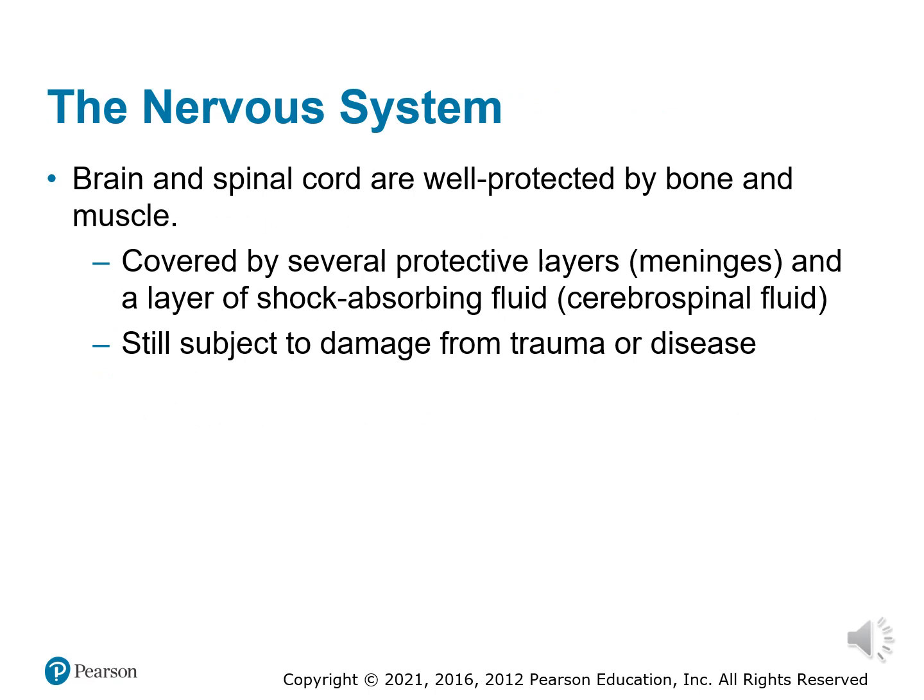Next is the nervous system. This is where the brain and the spinal cord are well protected by the bone and muscle. They are covered by several protective layers, which are called the meninges, and a layer of shock absorbing fluid, which is the cerebrospinal fluid. Still, they are subject to damage from trauma or disease.